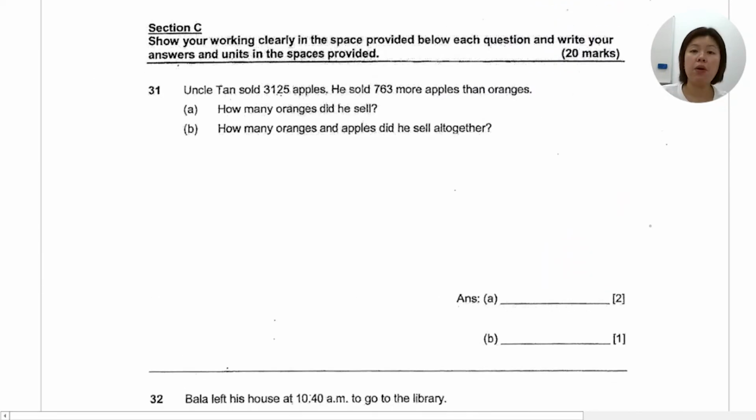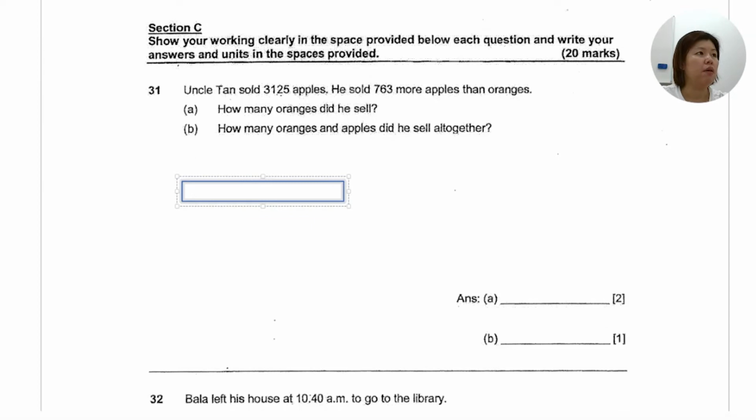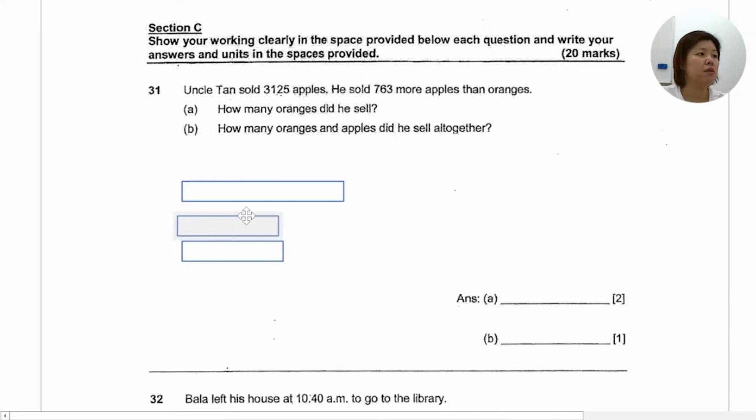Next is problem sums now. Uncle Tan sold 3,125 apples. He sold 763 more apples than oranges. So I can draw my apples and then my oranges. Since it's more, my apple is longer. This is apple, this is orange, and this is 763.